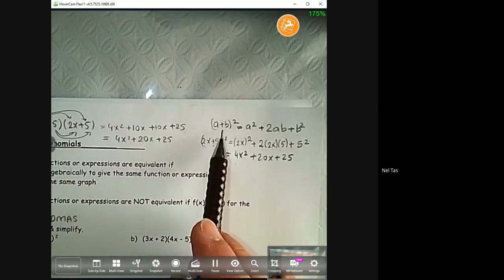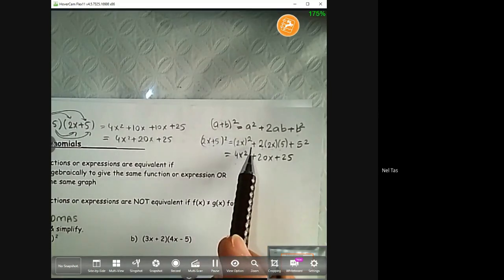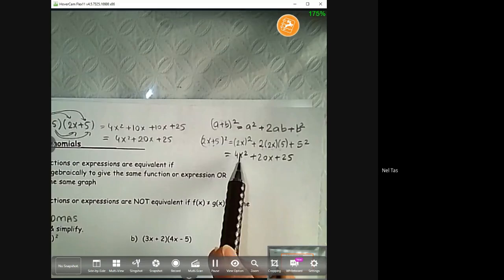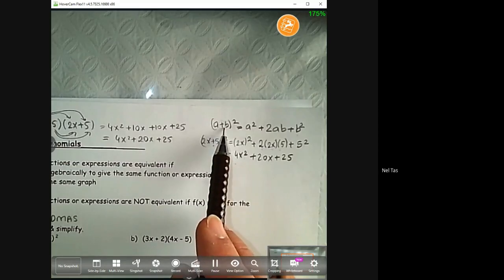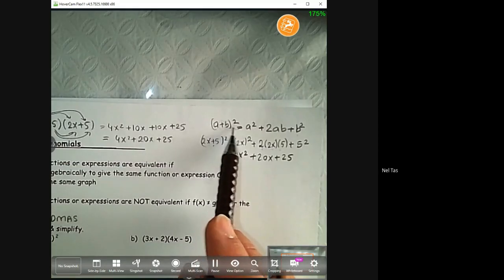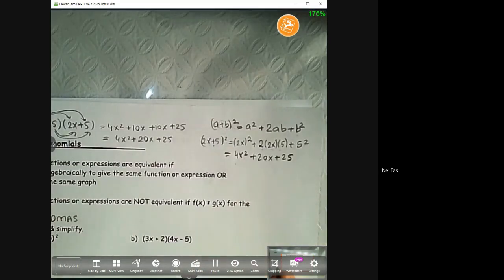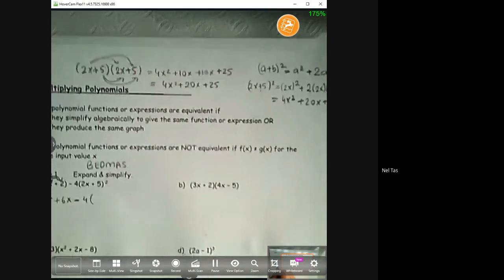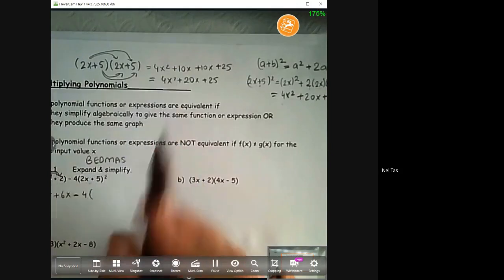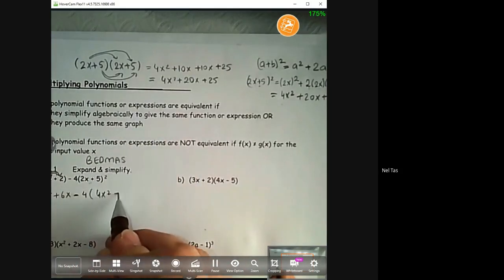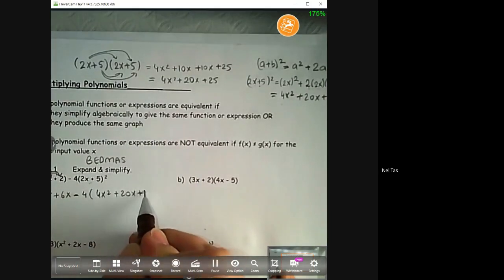But you need to get used to this shortcut. It's going to be very helpful, especially when you're factoring. You kind of need to know perfect square trinomials. Therefore, it is important to get used to this shortcut. Okay, so what we got here is 2x plus 5 squared, 4x squared plus 20x plus 25.